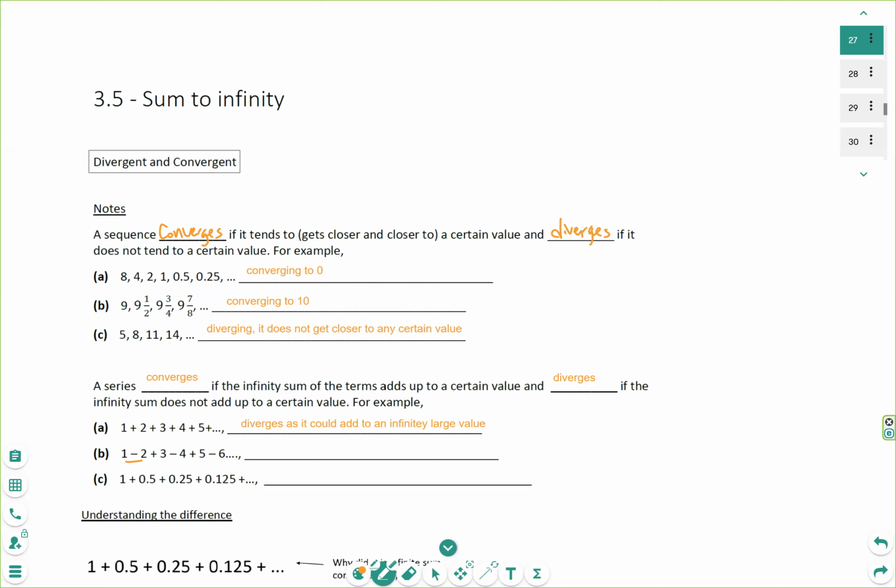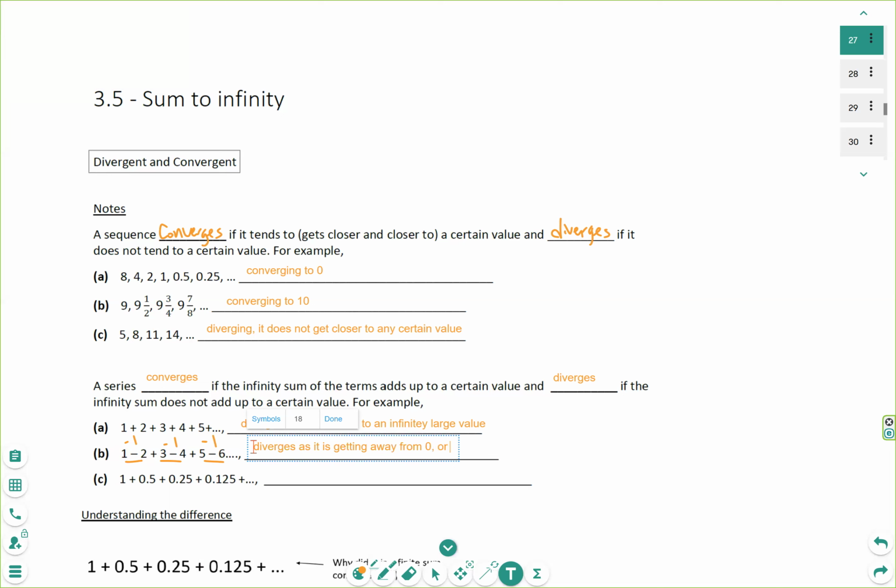Because 1 minus 2 is negative 1, right? 3 minus 4 is minus 1. 5 minus 6 is minus 1. If you keep on and on, that means you keep adding minus 1 each time. The sum will only get to a very negative number. It just goes more and more negative. So we'll say it diverges, as it is getting away from 0.